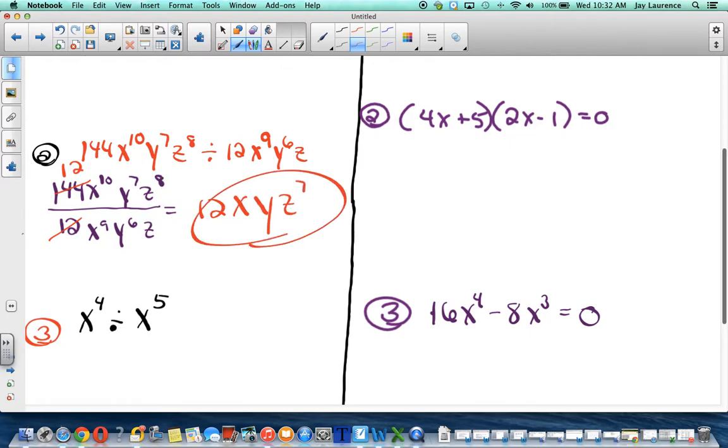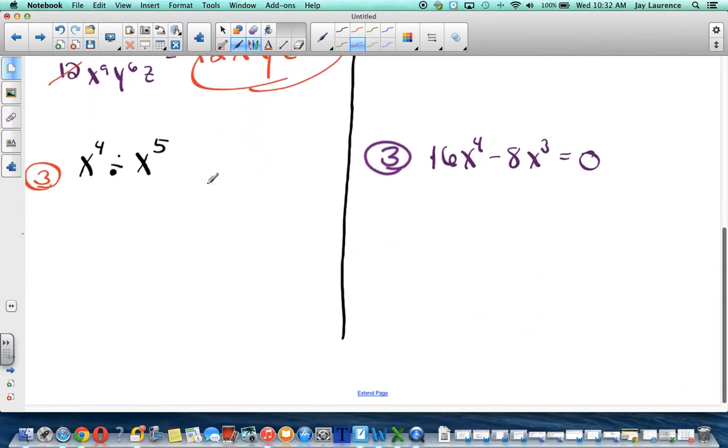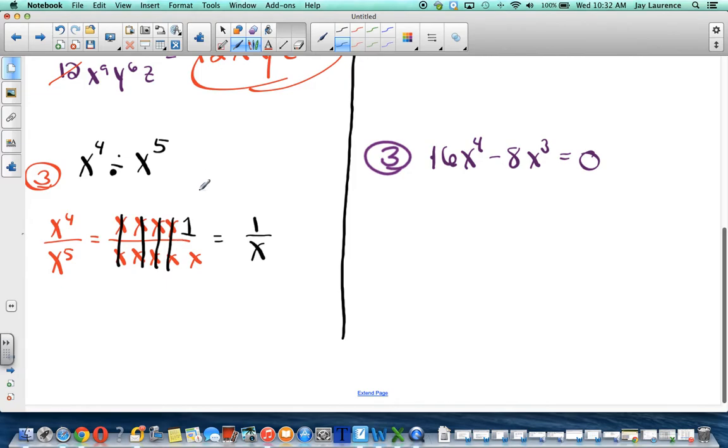And there you go. All right, now number 3 might look kind of strange. I'm going to talk about it 2 ways. First, I'm going to do it using my fractions. And so, that's weird. Let me see. X to the 4th, and then over x to the 5th, right? And then boom, boom, boom, boom. There's a 1 left up here, isn't there? So my answer is 1 over x. Well, that's kind of weird. I've never seen that before.